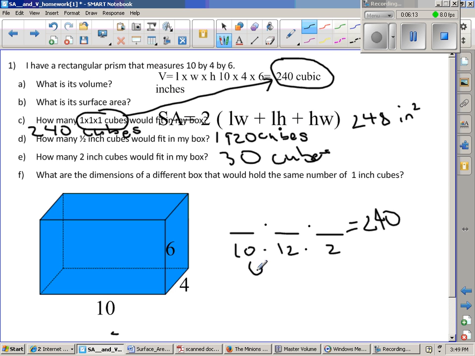I could do 6 times 10. Whoops, I was going to do times 4. So let's do 6 times 20. So that's 120 times 2. That would give me 240. I could do 240 times 1 times 1. So there are bunches of different things that you can do. But remember, you need 3 factors who together make 240.